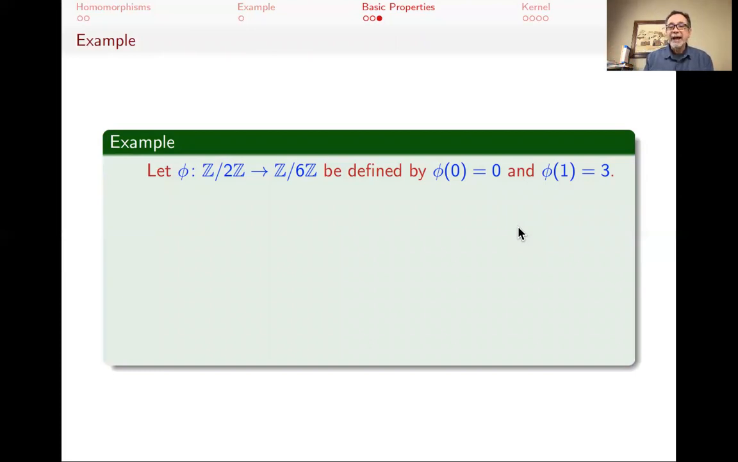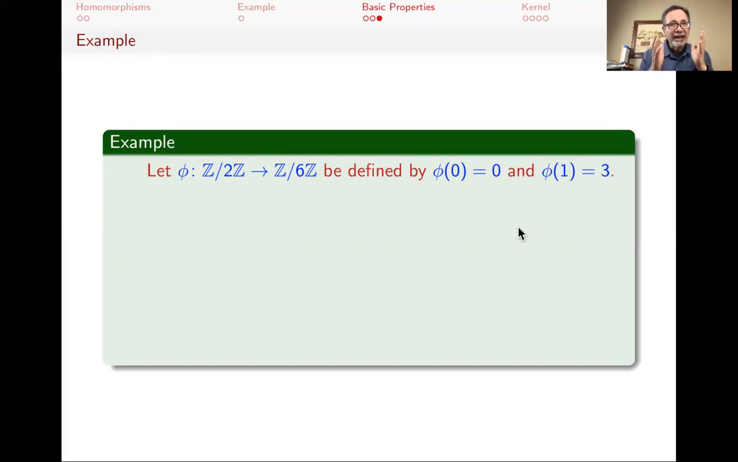So take the map phi that goes from integers mod 2 to integers mod 6. Integers mod 2 are 0 and 1. Remainders of integers, when you divide them by 2, they could be either 0 or 1. Even numbers have remainder 0. Odd numbers have remainder 1. Z mod 6Z is 0 through 5, remainders of integers when you divide them by 6. Now, the map is defined by sending 0 to 0 and 1 to 3.